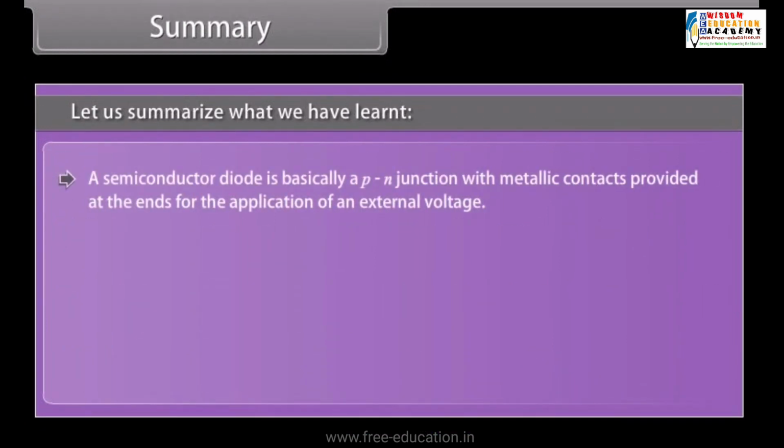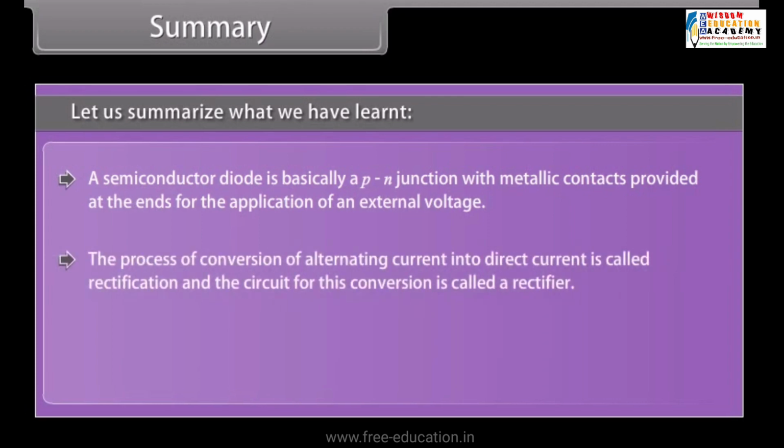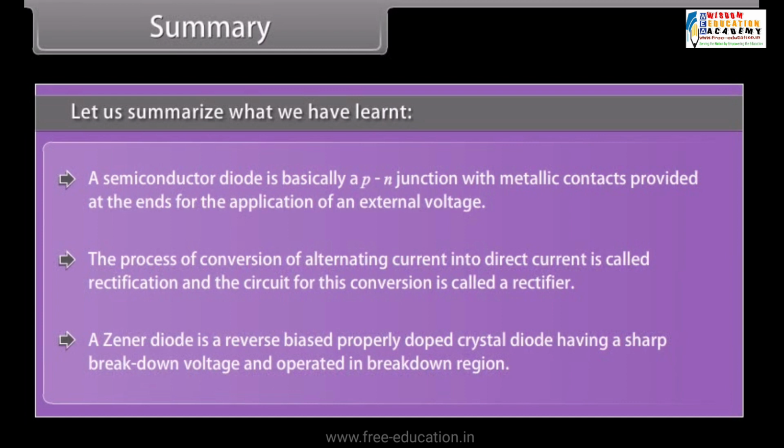A semiconductor diode is basically a p-n junction with metallic contacts provided at the ends for the application of an external voltage. The process of conversion of alternating current into direct current is called rectification, and the circuit for this conversion is called a rectifier. A Zener diode is a reverse-biased, properly doped crystal diode having a sharp breakdown voltage and operated in breakdown region.